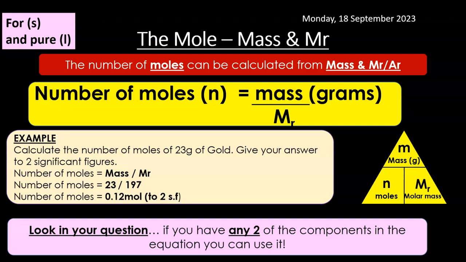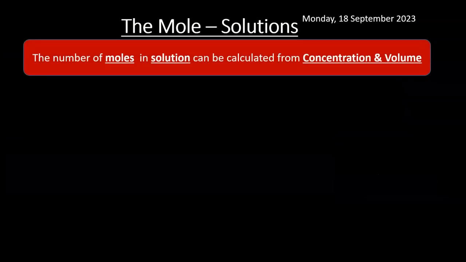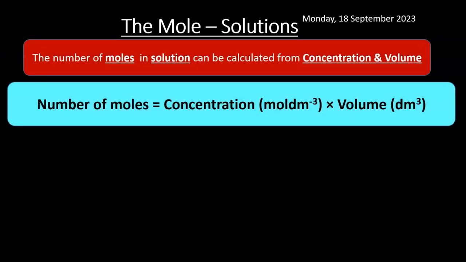And of course, you will need any 2 of the 3 components, then you can use the triangle. So you can use mass and moles or mass and molar mass, any 2, and you can find the missing 3rd one. Extremely useful. For solutions, then this one involves concentration and volume, and here's the relationship. Moles is equal to concentration times volume.